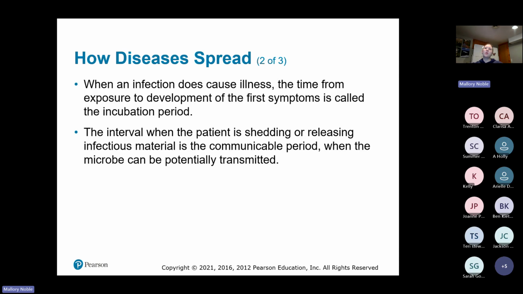Okay. The interval when the patient is shedding or releasing infectious material is the communicable period, when the microbe can be potentially transmitted. So each disease process has a different communicable period and a different incubation period. The longer the incubation period is, the harder it is to control that disease, as well as problems with the communicable period. A lot of times communicable periods are before patients start having a lot of symptoms, or sometimes they'll last longer than the symptoms as well. So the patients think that they're perfectly fine walking around and spreading all of these diseases.